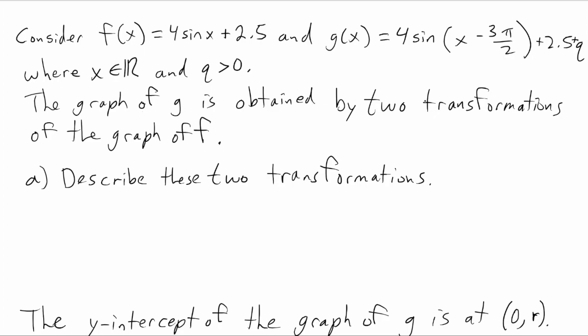The graph of g is obtained by two transformations of the graph of f. Describe the transformations. So this one here first is a translation, 3 pi over 2 units to the right. You could say translation or shift. You cannot say move. Okay, you must use translation or shift.